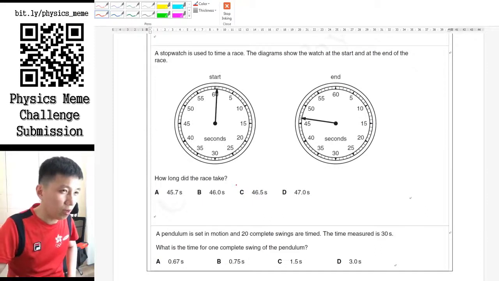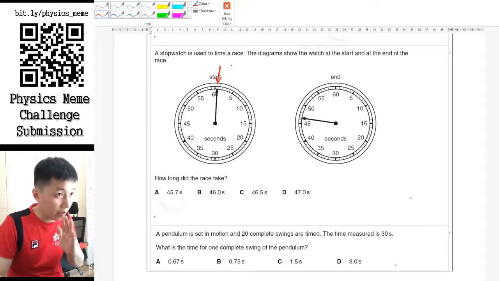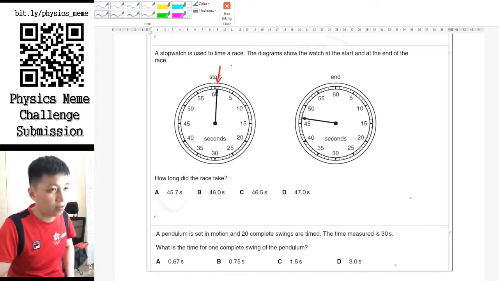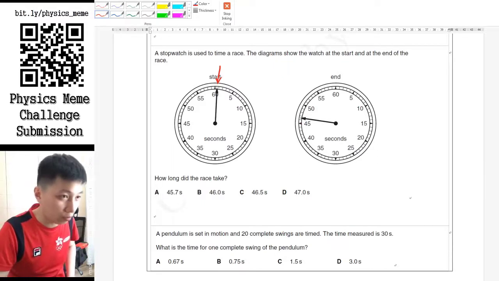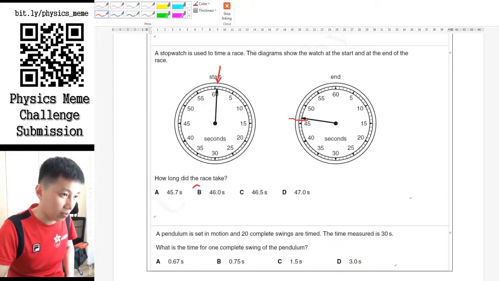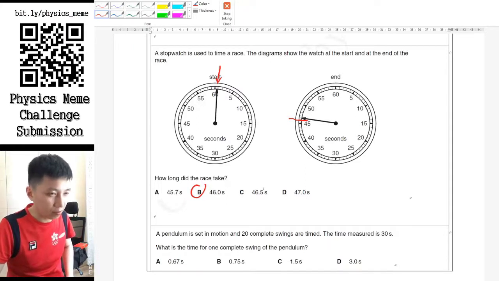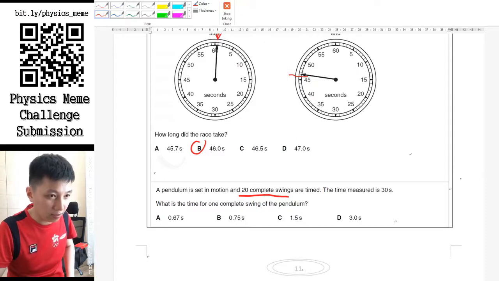The next question, one thing you have to pay attention to is that the starting time is slightly off by half a second. So here you also have to account for that as well. So you just have to deduct that half second. So it should be 46 exactly. So 46.0 seconds.